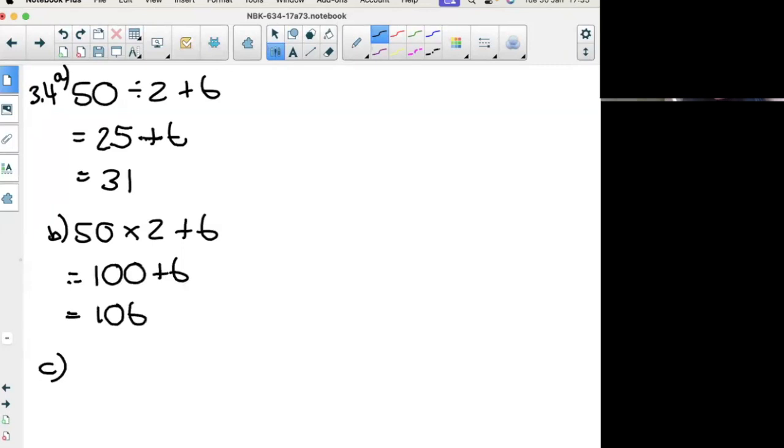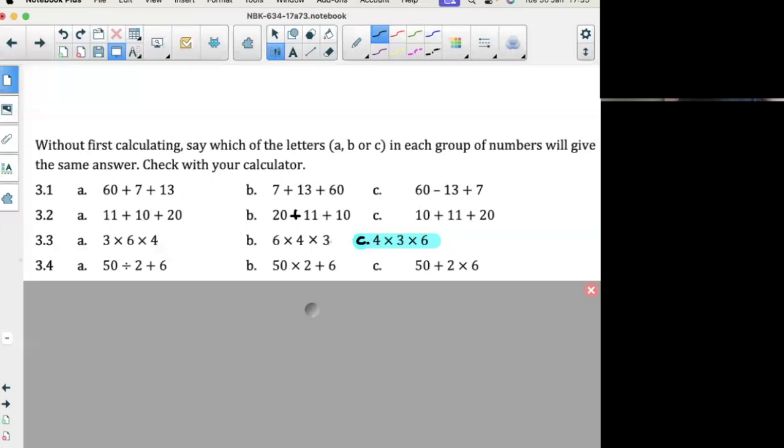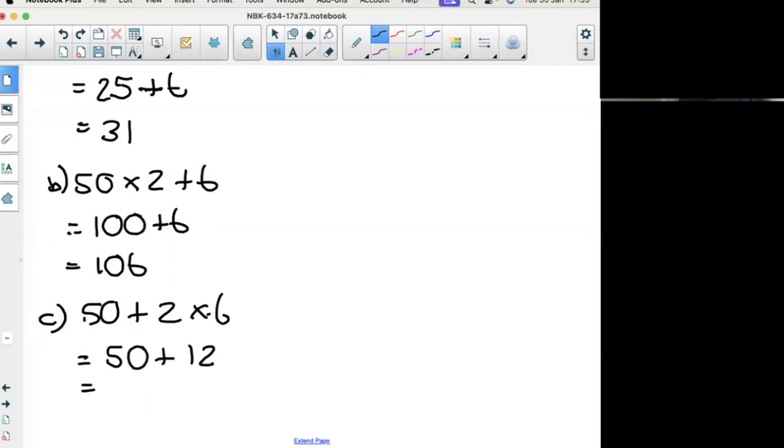All right, and let's go to the last one. Ma'am, the last one, since there is still a multiplication sign, I started with multiplication first, which was 2 times 6, which was 12. Then I said 12 plus 50, which gave me 62. Amazing. Okay, guys, do not get caught out.